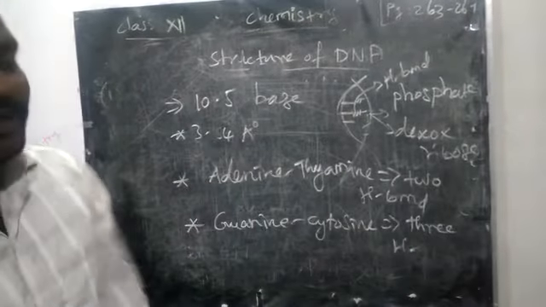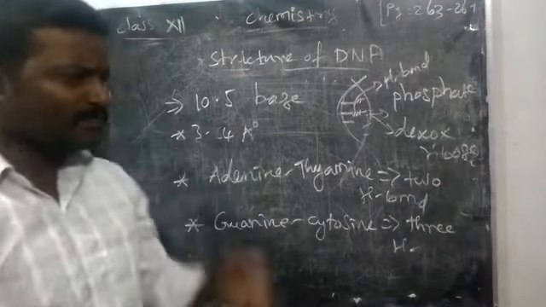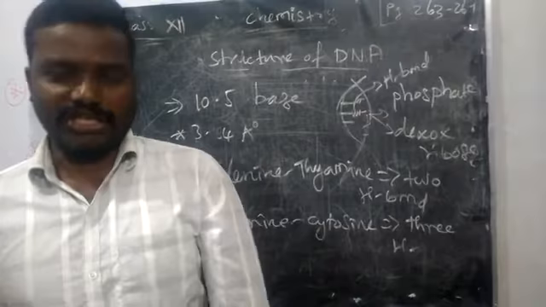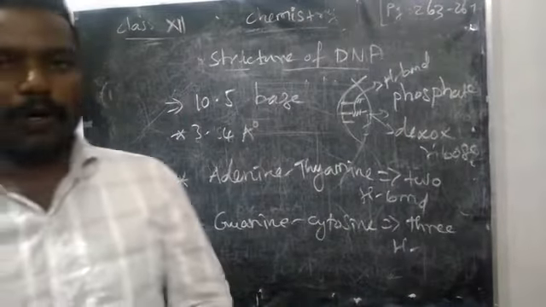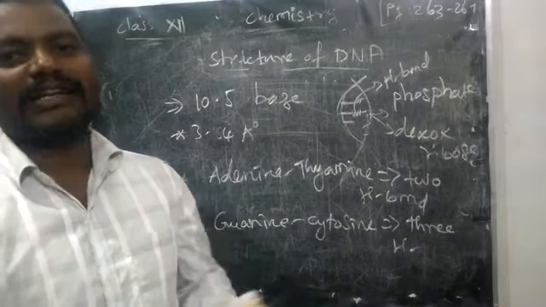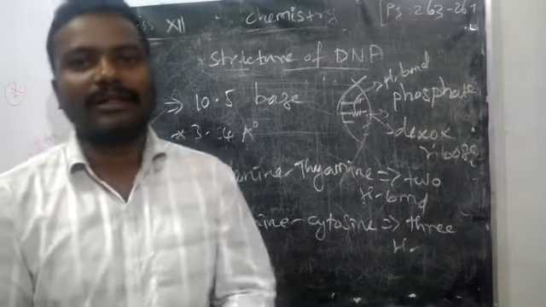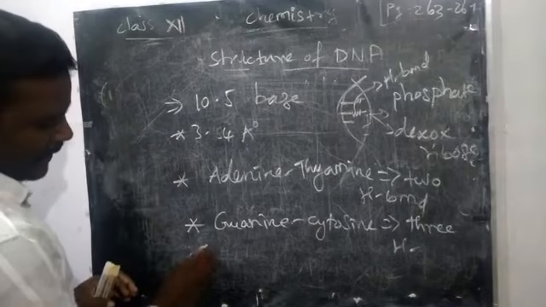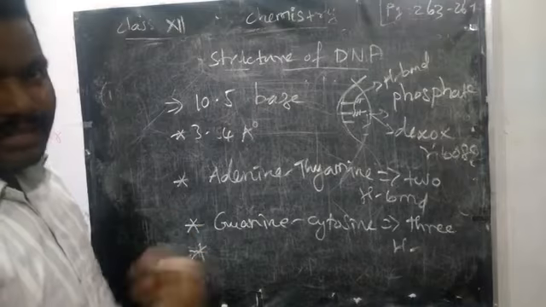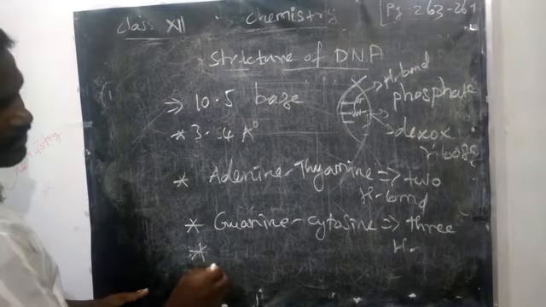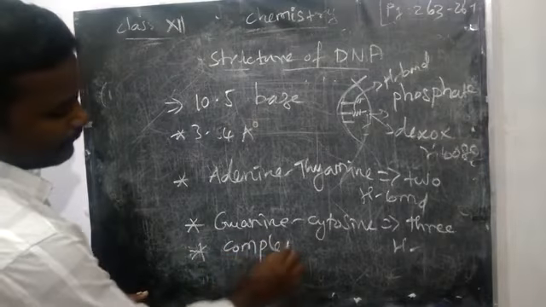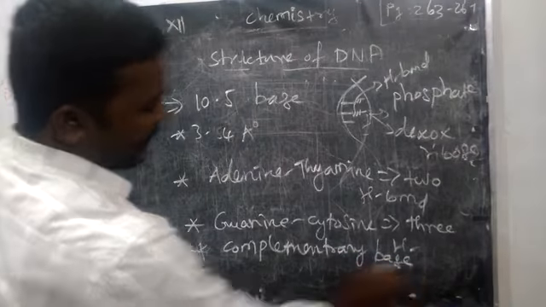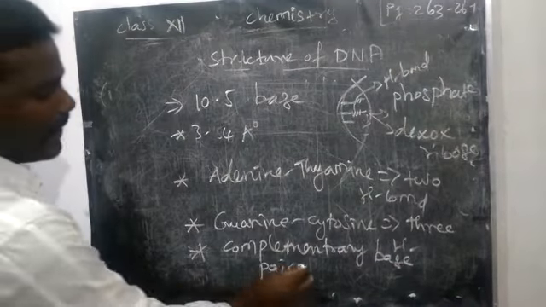Because of those bonds only, they form a stabilized structure. Because of this hydrogen bonding, all these adenine, guanine nitrogen bases form a stable structure, which is called complementary base pairing. Because of this hydrogen bond pairing only, they are stable, right? This pairing is called complementary base pairing.